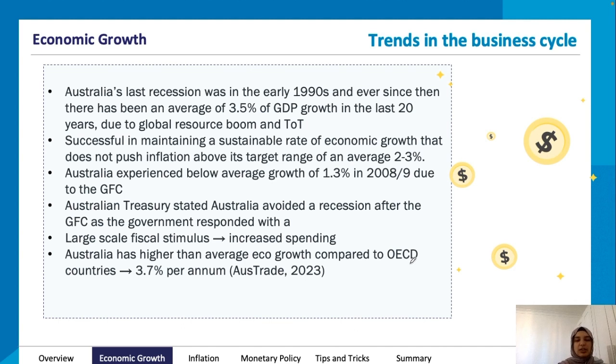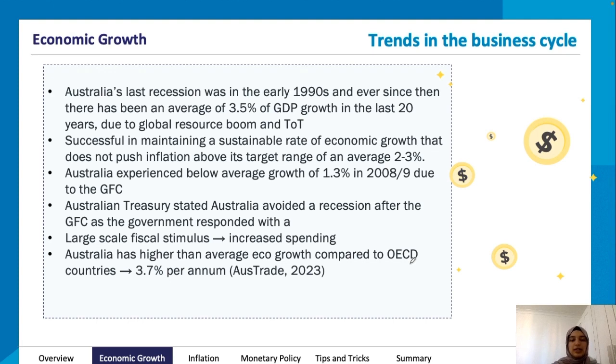Australia experienced below average growth of 1.3% in 08 and 09 due to the GFC. Okay, so due to the GFC, we actually had below average growth. The Australian Treasury stated that Australia avoided a recession after the GFC as the government responded with a large fiscal stimulus, which increased spending. Okay, so that's again something that we've talked about earlier. This idea followed suit again during COVID, the pandemic, when they were trying to recover from the pandemic and they were encouraging people to go out and spend.